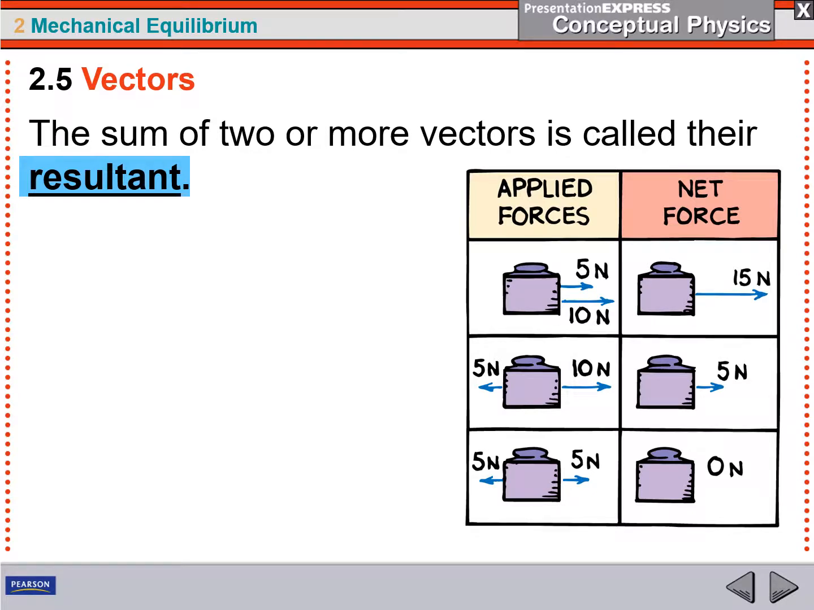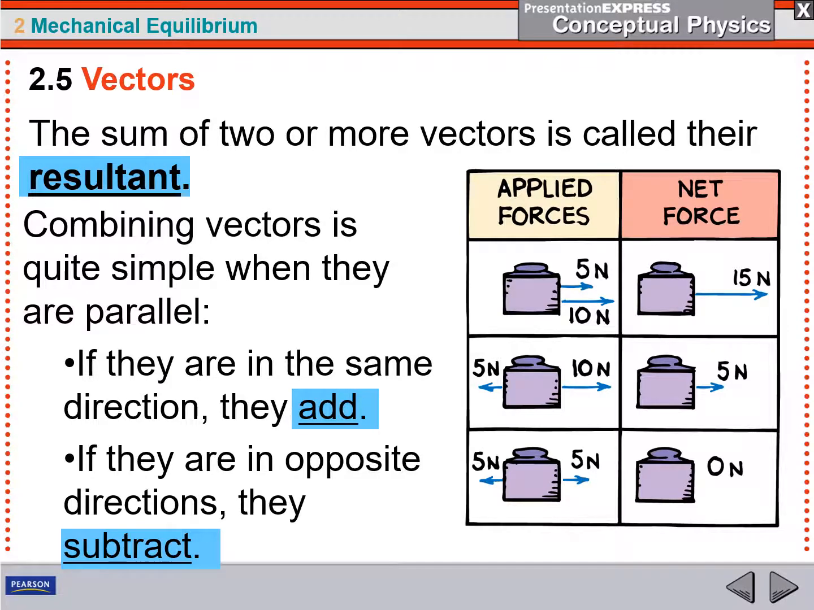The sum of two or more vectors is called the resultant. We saw this in an earlier slide in the first video for mechanical equilibrium. If you take two forces acting on an object and add them together, you get a resultant. When the forces are parallel, adding them together is relatively simple. If they're in the same direction, they add together. If they're in opposite directions, they also add together, but you call one of them negative. So in effect, one of them is subtracted from the other.